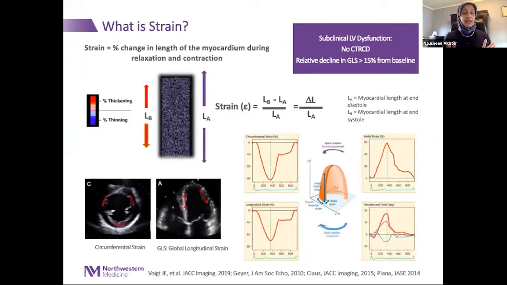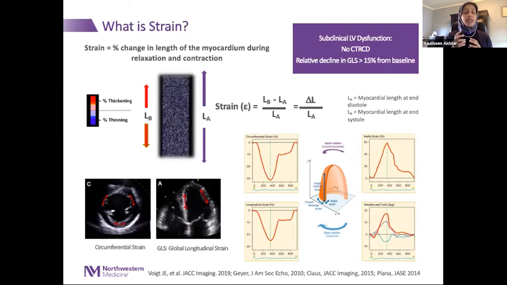So what is strain? This is a very quick primer on strain. Strain is a measure of myocardial mechanics. It is a sensitive, robust, and reproducible measure of advanced echo technology. Essentially, it is an automated software that we use at the time of the echo, only takes a few minutes, in which the speckles within the myocardium are tracked.